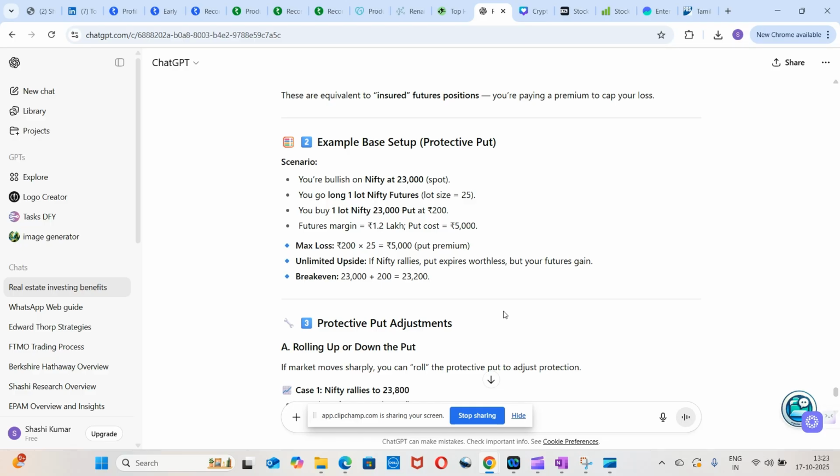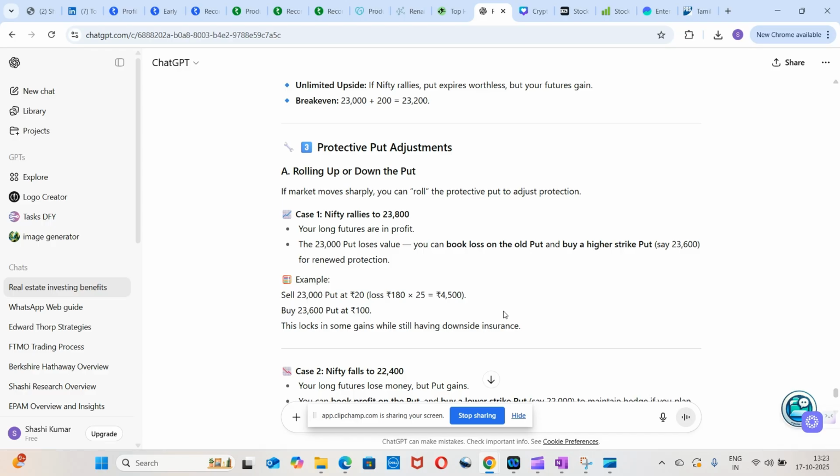So that's the thing. Okay, so let's see the adjustments that could be done for a protective put. Rolling up or down the put. If the market moves sharply, you can roll the protective put to adjust protection. So suppose the market rallies to 23,800. It is at 23,000 and it rallied to 23,800. So your long futures will be in huge profit.